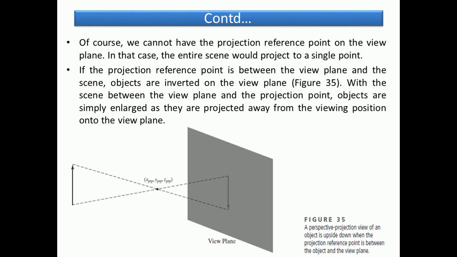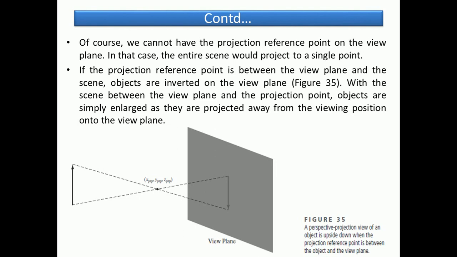Of course, we cannot have the projection reference point on the view plane. In that case, the entire scene would project to a single point. The view plane is usually placed between the projection reference point and the scene. But in general, the view plane could be placed anywhere except at the projection point.